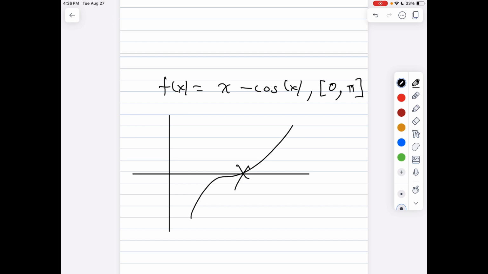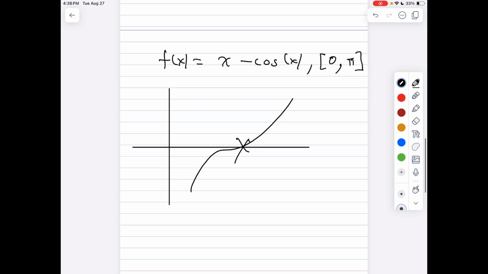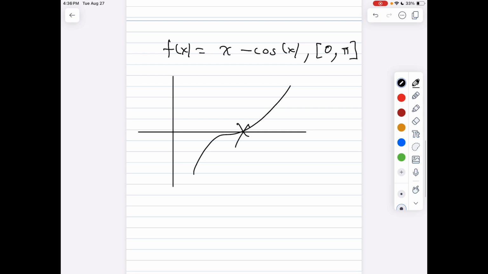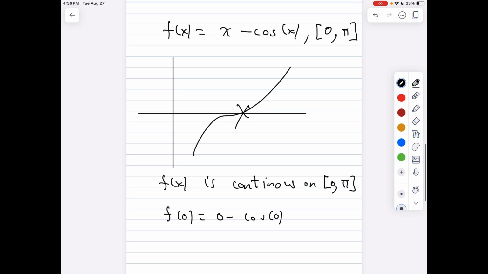Okay, so inclusive of 0 and inclusive of pi. And once again, our function is continuous everywhere because it's a combination of two continuous functions. Cosine of x is continuous, x is continuous. Subtract continuous functions, it's still continuous. So my function f of x is continuous. So you get 0 minus the cosine of 0. Cosine of 0 is 1, so you get 0 minus 1, which is negative 1.